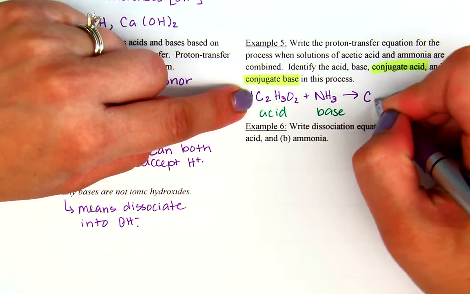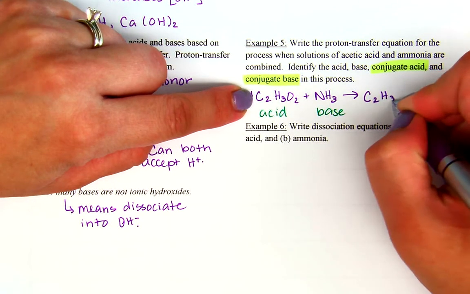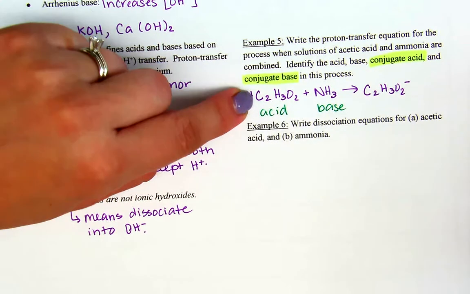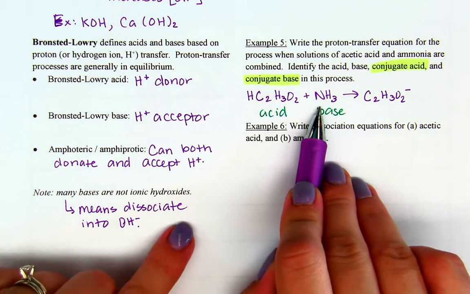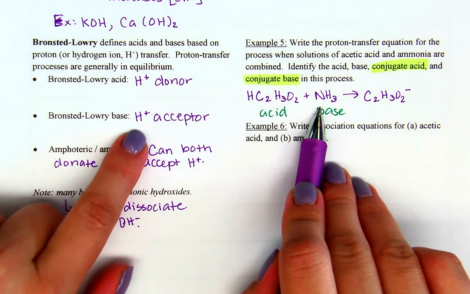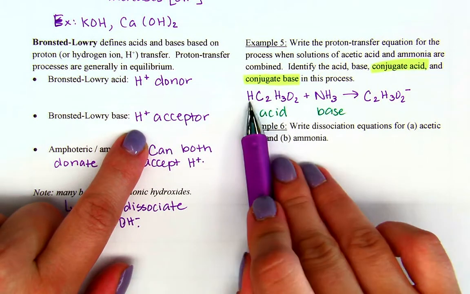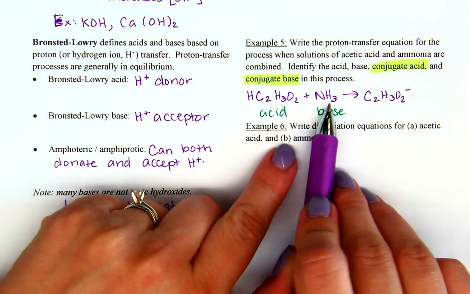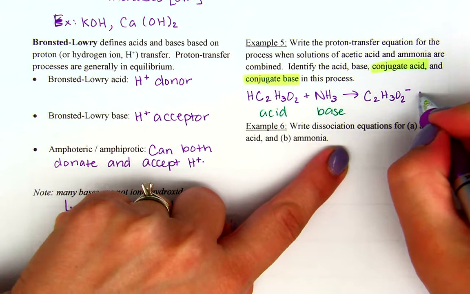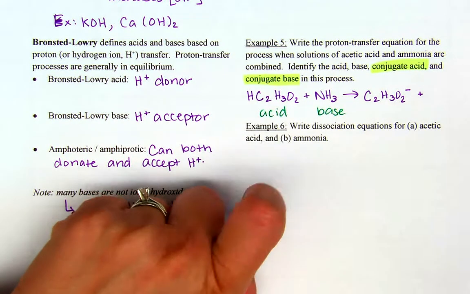So you're going to have C2H3O2 minus. And that H+ got transferred to the NH3, to the base, because remember, a base is a hydrogen ion acceptor. So the acid gave up its hydrogen ion, the base accepted it. So if the base accepted that H+, I want you to predict what is going to be formed from that.